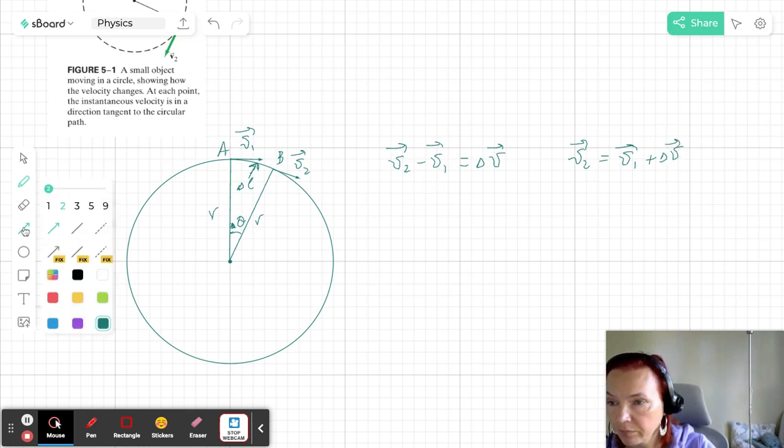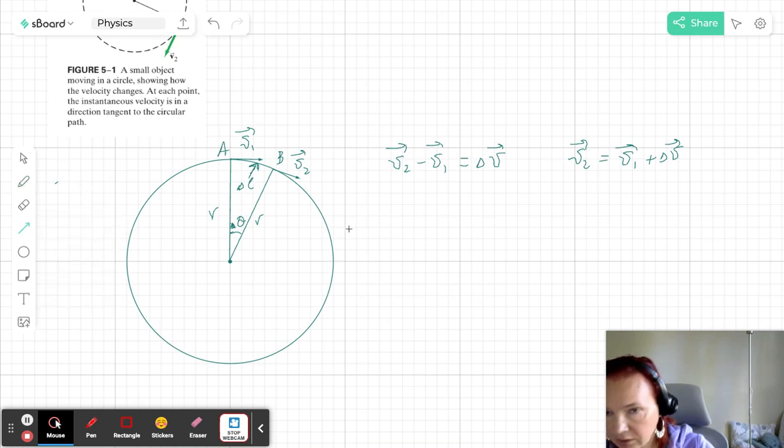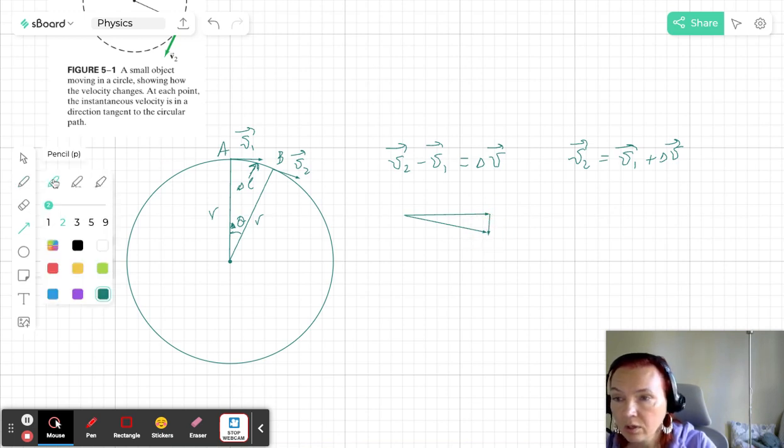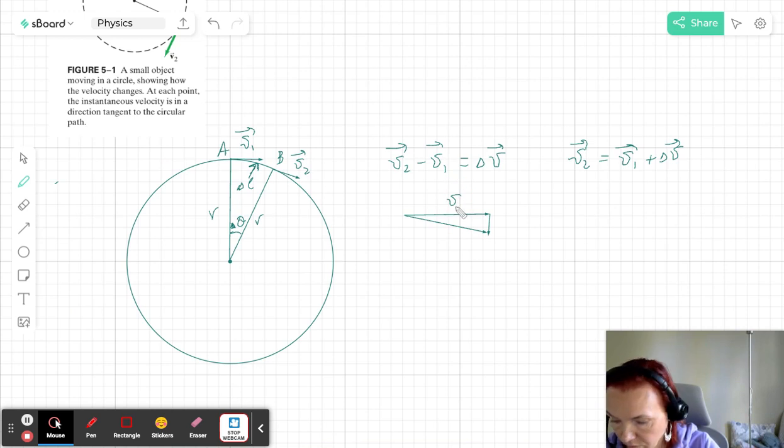Let me draw another diagram to demonstrate what is happening when delta t becomes very, very small. I will have my vector v1 facing this way. Should have been horizontal, it's okay. And then vector v2 is going to be facing this way. When time is very, very small, those two vectors, v1 and v2, are going to be nearly parallel. So my angle delta theta is also going to get closer and closer to zero, right?